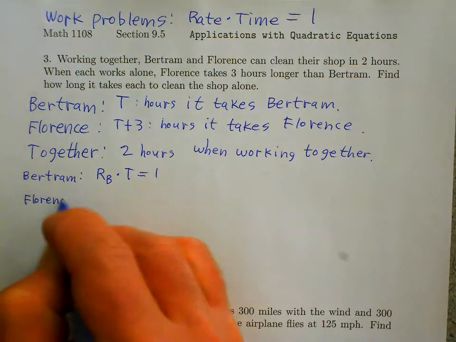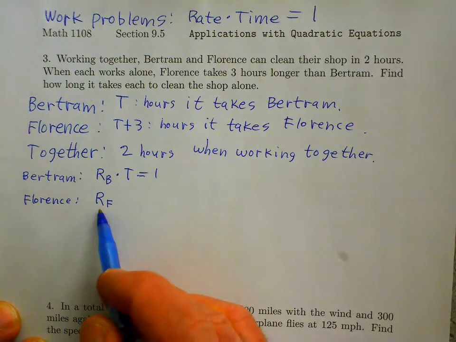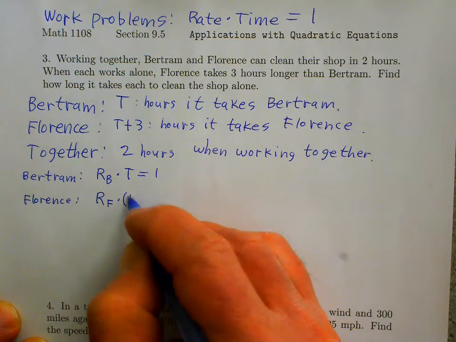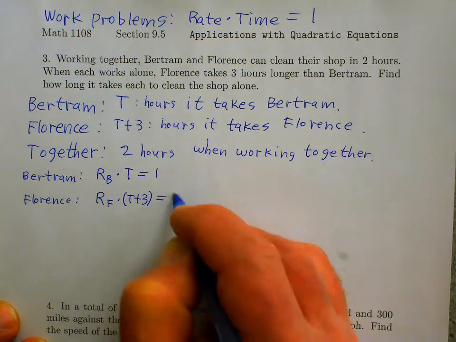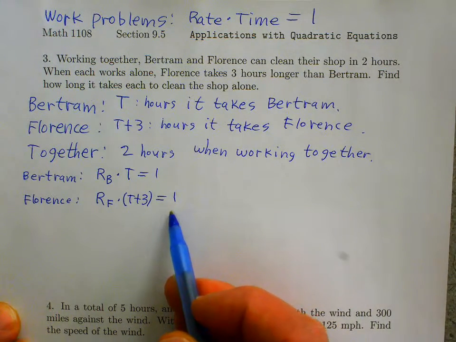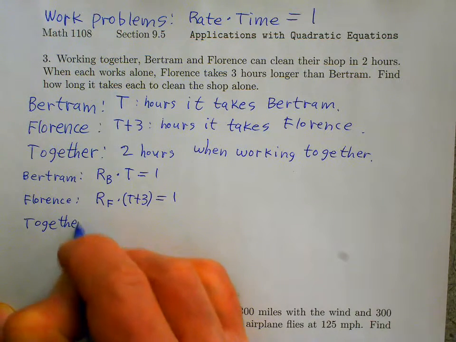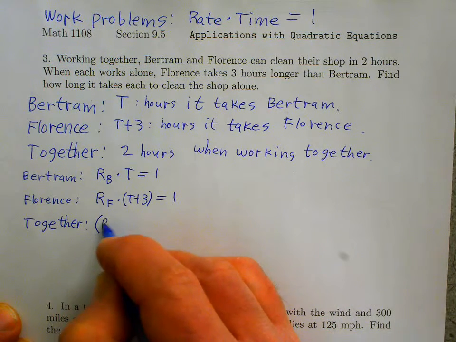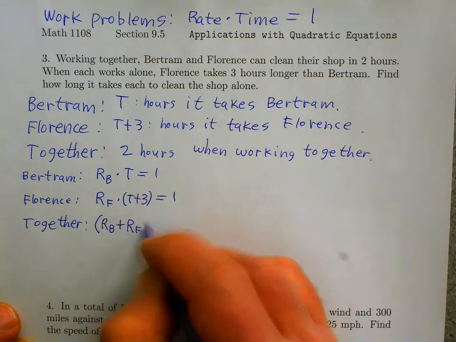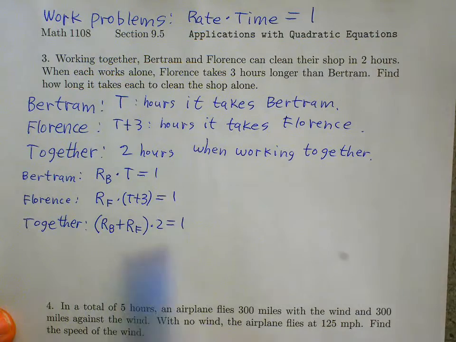Florence works at a certain rate. I'm going to refer to her rate as R sub F. And then the amount of time it takes Florence is T plus 3 hours to clean the shop. So here's our rate times time equals 1 for Florence. And when they work together, Bertram works at his rate. We add that to Florence's rate. And in 2 hours, they can clean the shop. So rate times time equals 1.